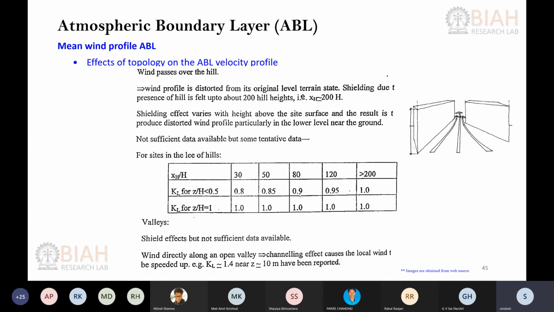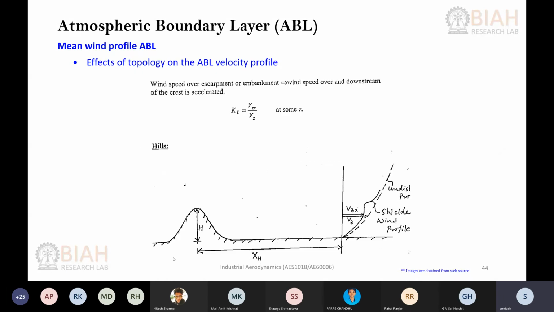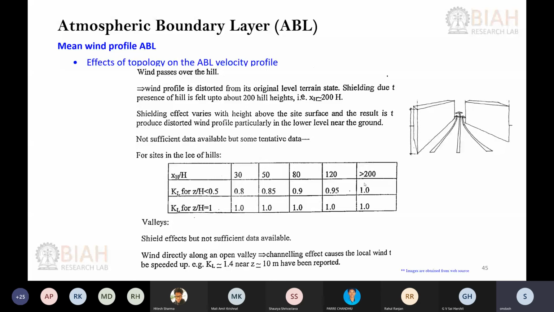Okay, so that means at 30 meter, or if I say non-dimensional length of 30 meter, the value is 0.8. But as you go to 200 or more than that, the value is 1. So in this case, you can see that there is no effect after 200 non-dimensional length scale. So basically that means after you go 200 non-dimensional length scale, there will not be any shielding effect. Otherwise the coefficients are mentioned here.